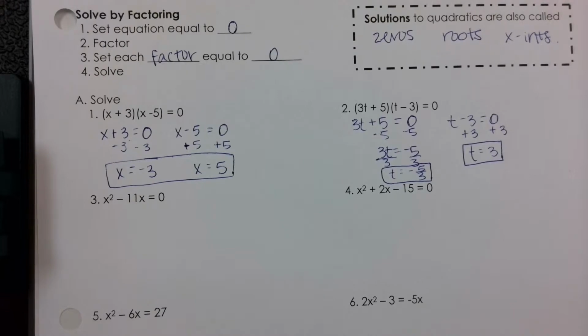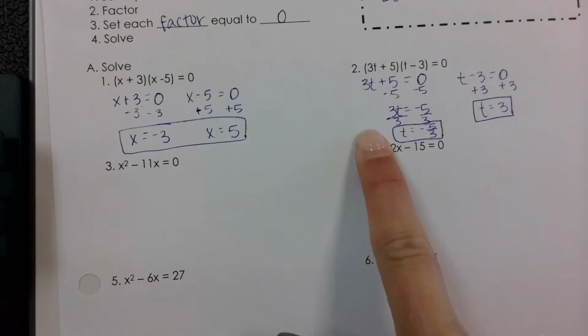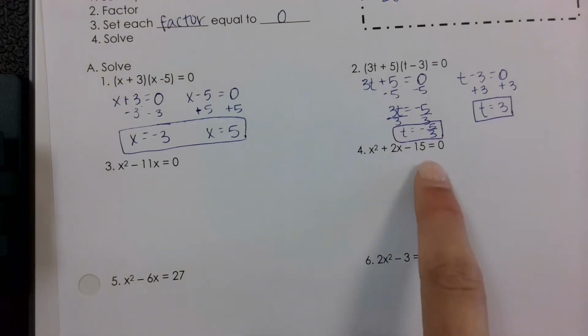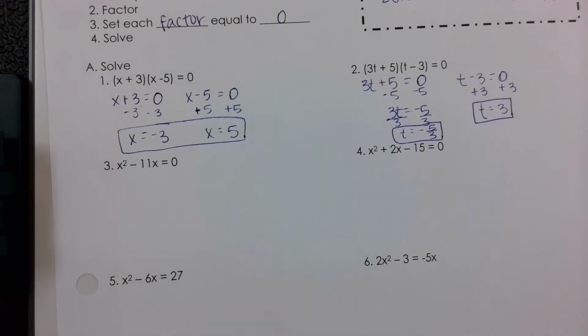Do y'all remember when we did your rainbow method factoring? And we had to swing that denominator to the front? That's where that's coming from. Okay? So I think we'll do that on number 6, just in case.